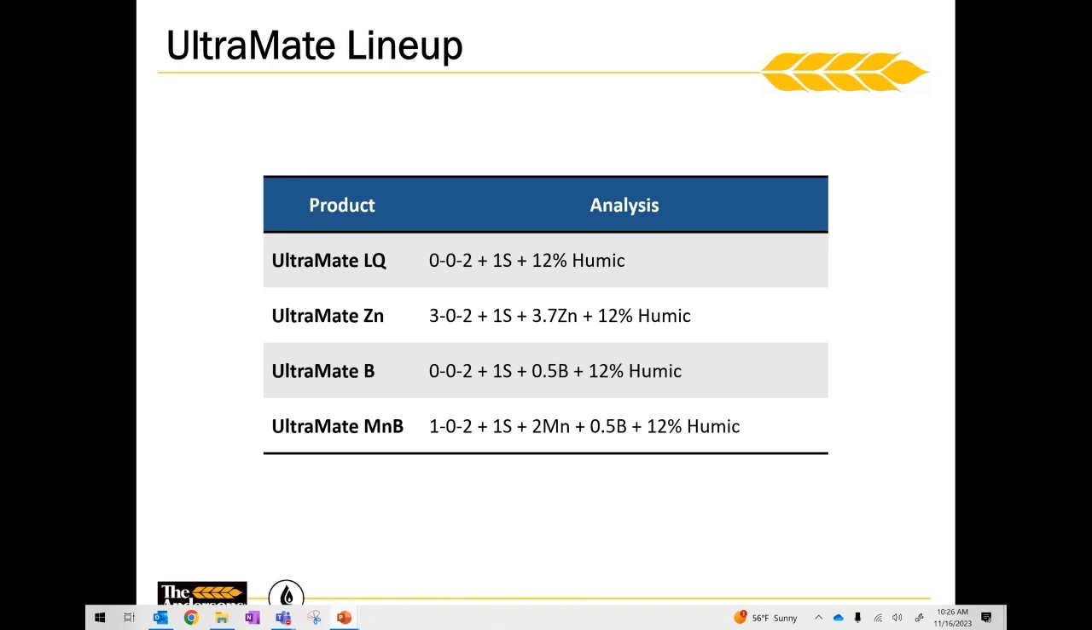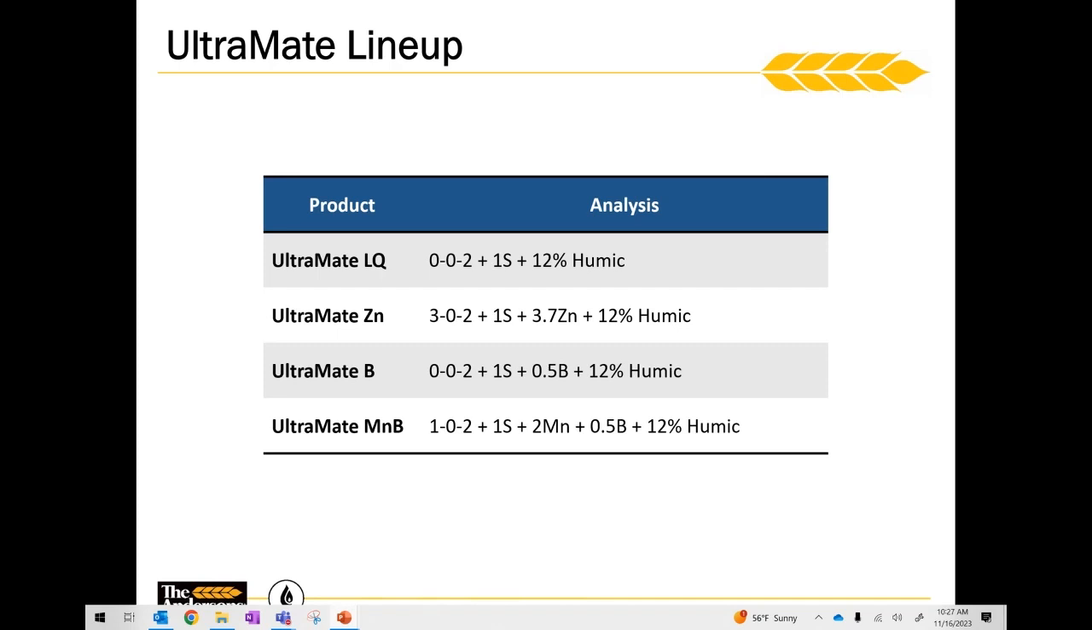Ultramate boron, if you look at our Andy lineup, we've got a really nice product lineup where we talk about spoon feeding boron during the course of the season, and this is another great place to utilize an Ultramate boron to help with the humic acid side, but also to spoon feed some boron during the course of the growing season. And then the MNB is our manganese and boron.